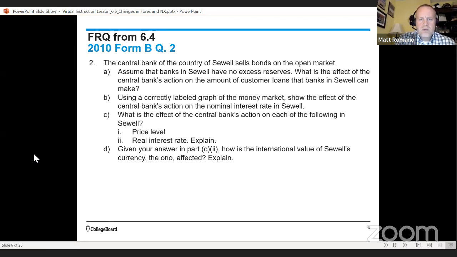So we're dealing with the country of Sewell, another fictional country in the land of AP Macro. The central bank of the country of Sewell sells bonds on the open market. As always, we want to pull something out of that first sentence. They're telling us right now that we've got a contractionary monetary policy here. They're selling bonds, so we know what's going on. We can really predict what's going to happen throughout this question just from that opening sentence.